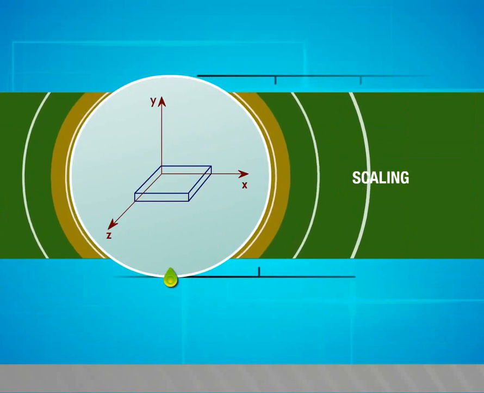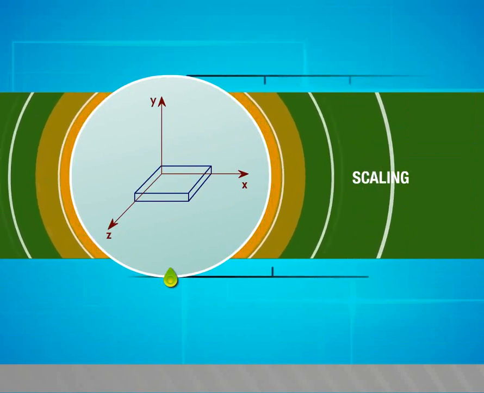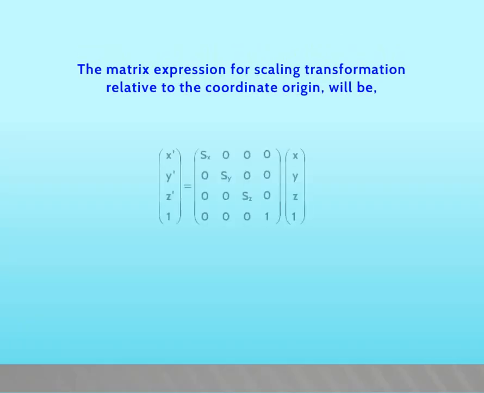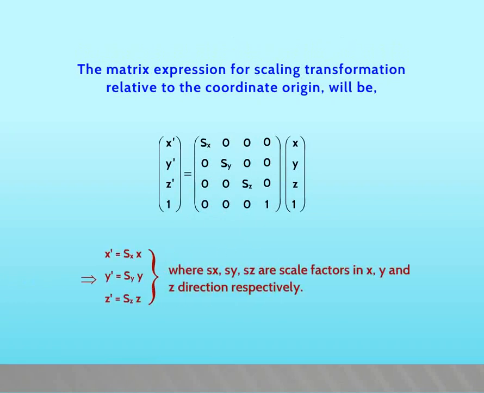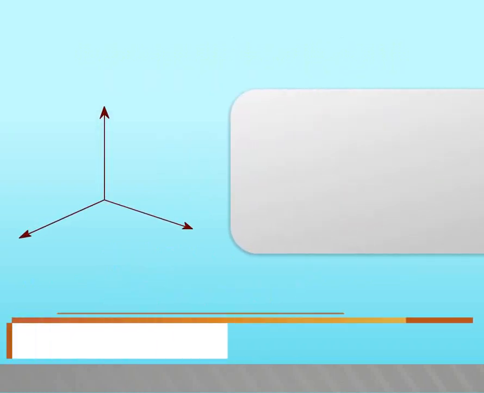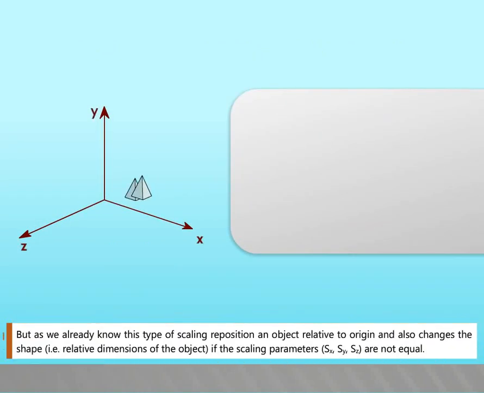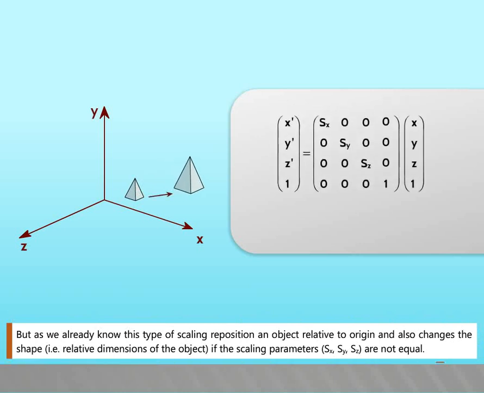Scaling. In this video, we are going to see about scaling. The matrix expression for scaling transformation relative to the coordinate origin will be, but as we already know, this type of scaling repositions an object relative to the origin and also changes the shape, that is, the relative dimensions of the object, if the scaling parameters, that is Sx, Sy, Sz, are not equal.